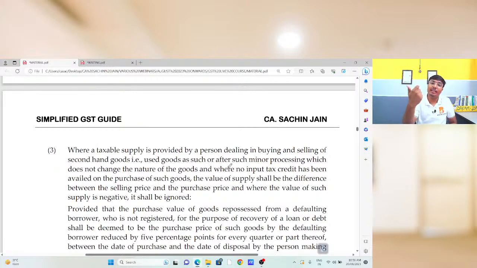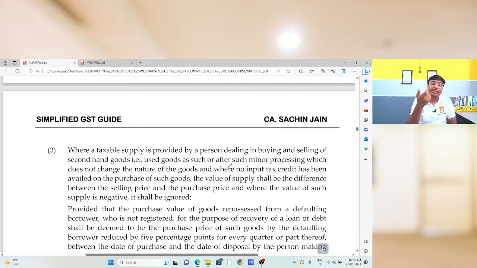Rule number 31 is the residual. Rule number 31A is applicable in case of lottery. In lottery, face value multiplied by 100 divided by 128, and the price published in the official gazette, whichever is higher, will be the value of supply.